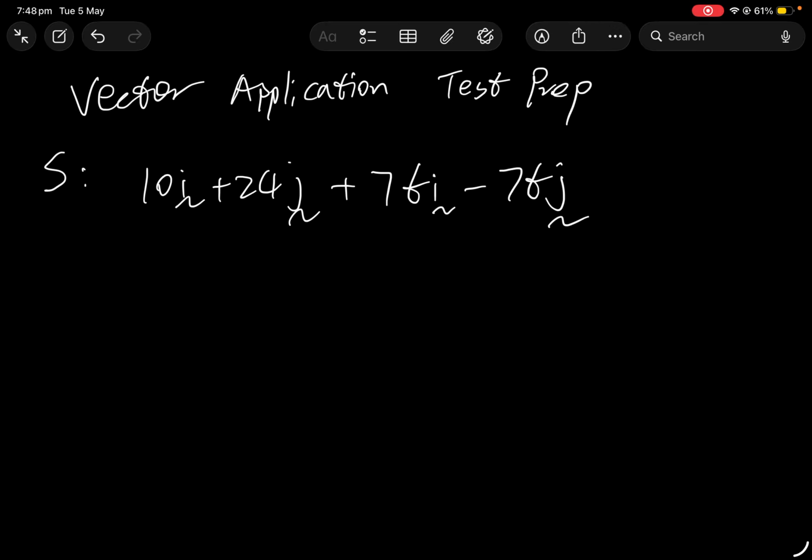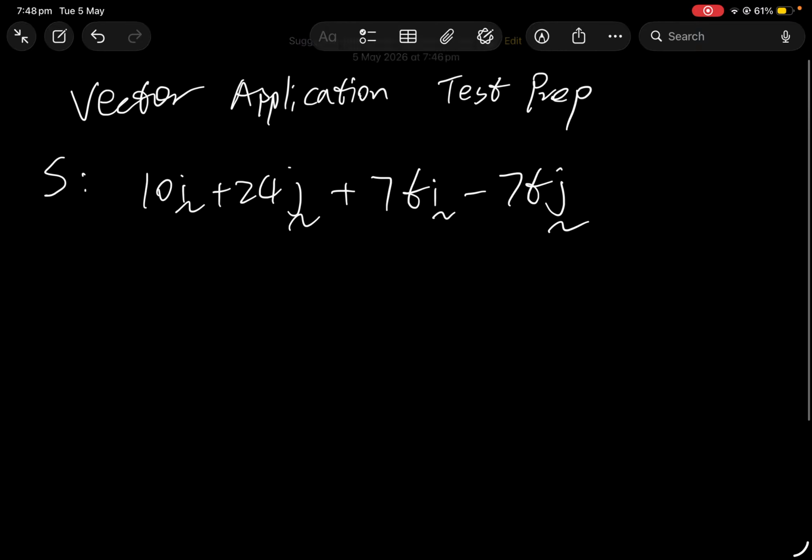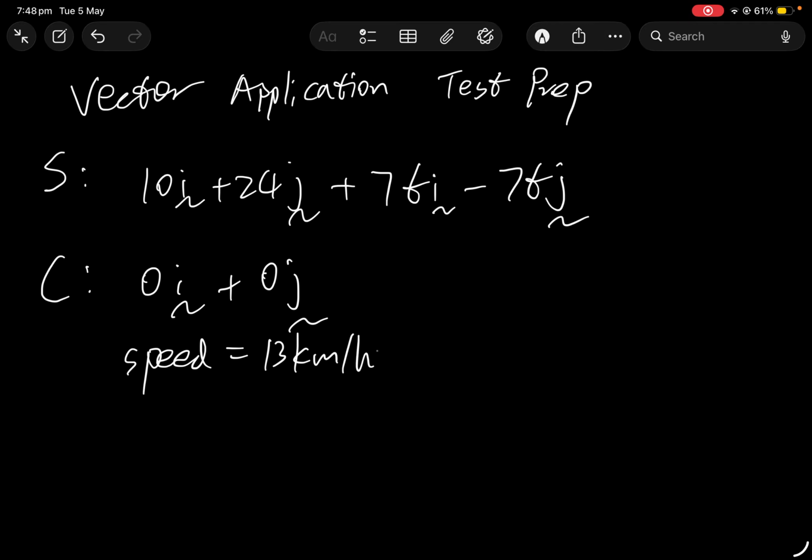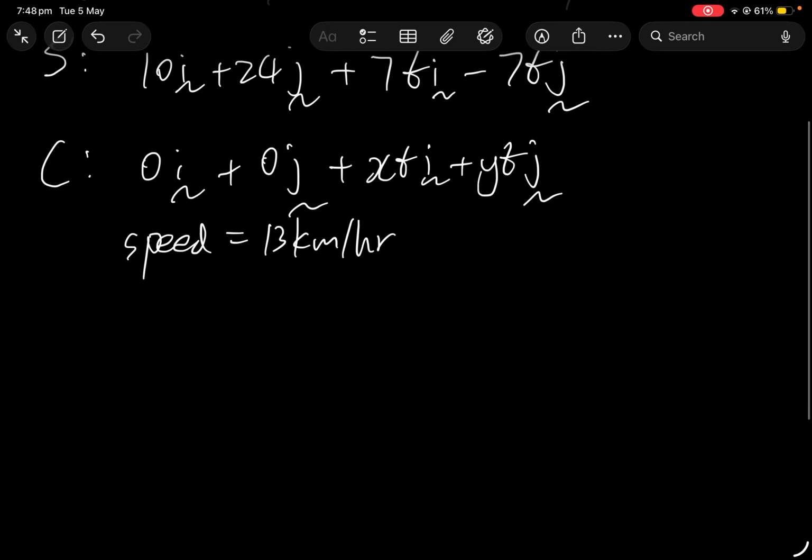And the Coast Guard cutter, ship C, is launched from the origin. So I'm going to write C first. The origin is just 0i plus 0j, and the cutter's engine can maintain a maximum constant speed of exactly 13 kilometers an hour. So speed 13 kilometers an hour, and the captain must set a constant velocity xi plus yj to perfectly intercept the ship S.